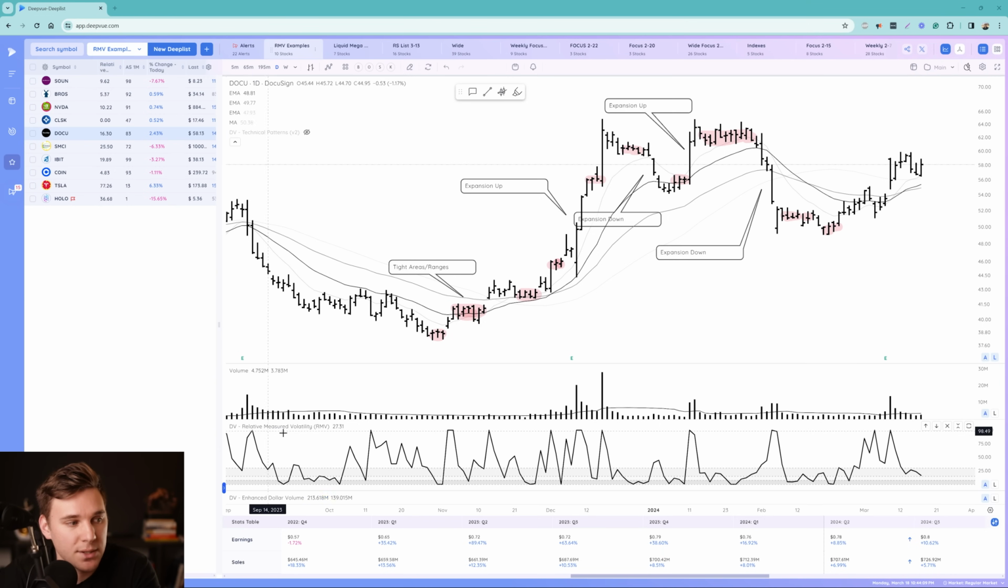And this RMV, relative measured volatility, helps you spot these tight areas really, really easily. And as I mentioned, it's also completely screenable. So you can find these very tight areas where this value, this relative measured volatility, gets so low that it identifies these tight areas on the charts. So there's going to be a really good one.